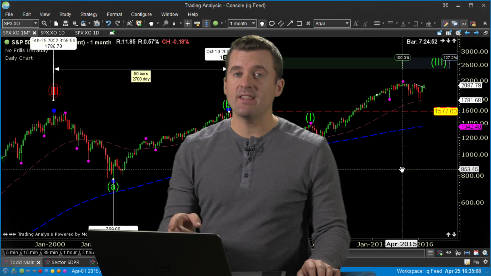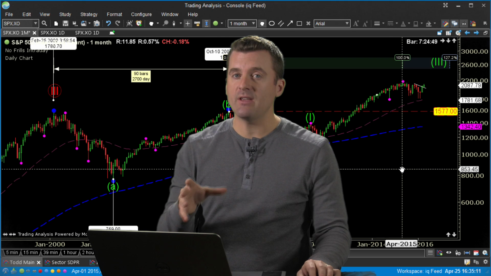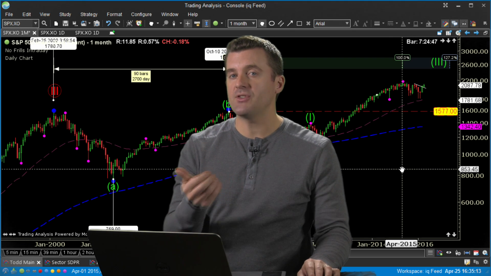So we're going to dive into that here in one second. We're going to get pretty heavy in terms of Fibonacci price and time tools.